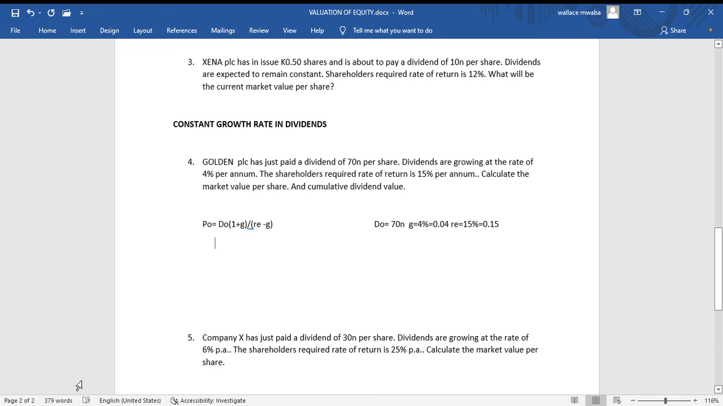Okay, so then we'll say 70 times open brackets 1 plus 0.04, close brackets, divided by 0.15 minus 0.04. So are we all comfortable up to here? I've just substituted all the values.